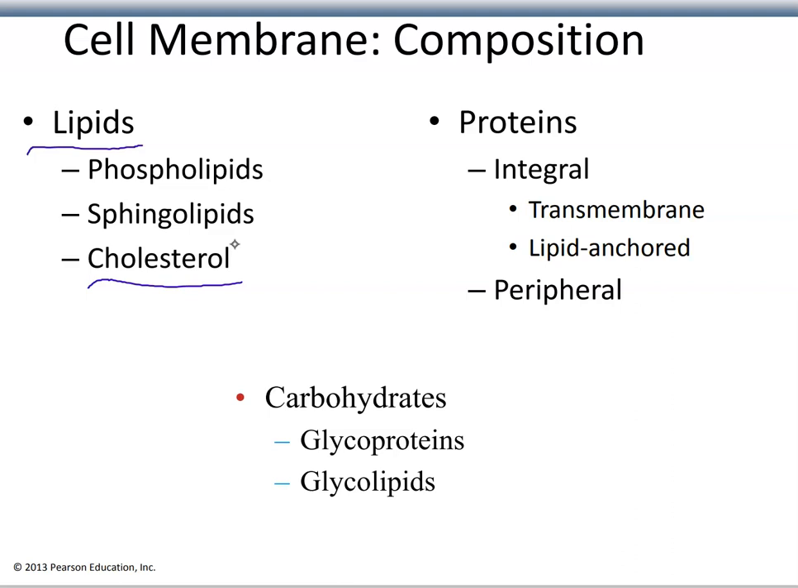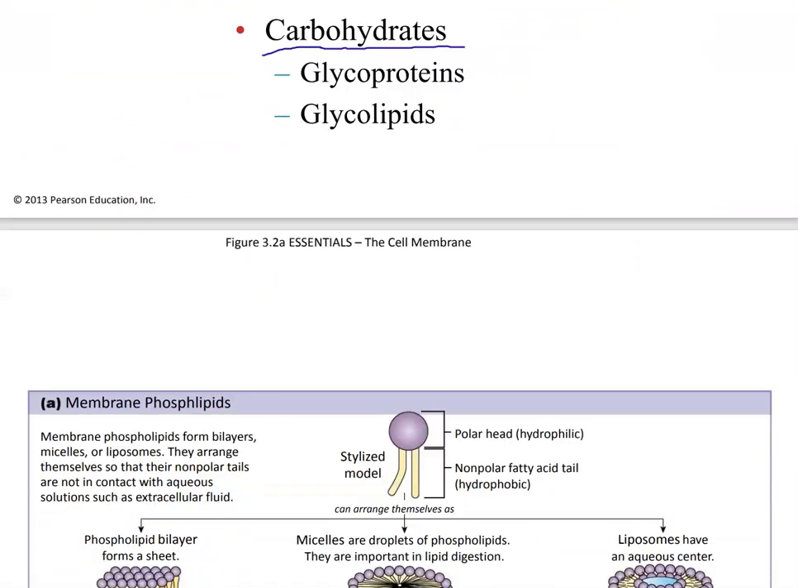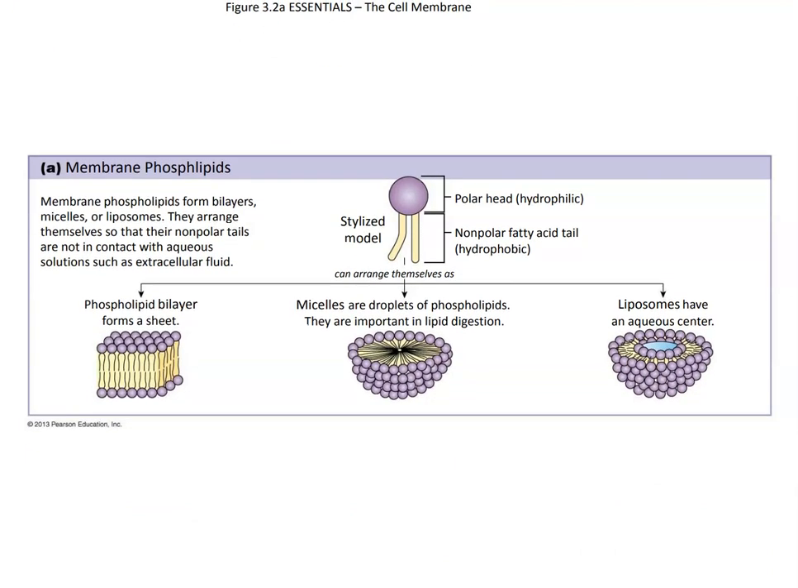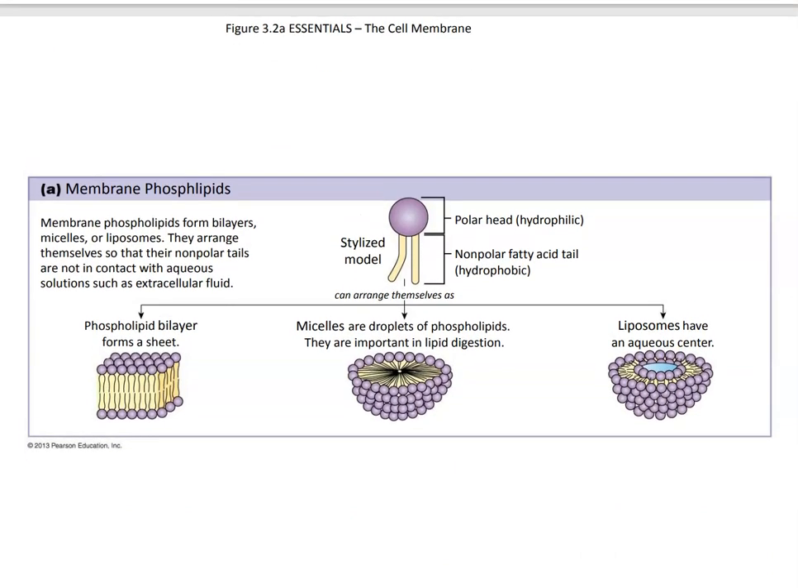But anyway, so the proteins can be completely embedded into the phospholipid bilayer. Then we call them integral membrane proteins. And so there will be transmembrane proteins or lipid-anchored ones. And then we have peripheral proteins that are just sort of attached to the membrane, but they don't span the entire phospholipid bilayer. We also have some carbohydrates such as glycoproteins and glycolipids that can be attached to the phospholipid bilayer.